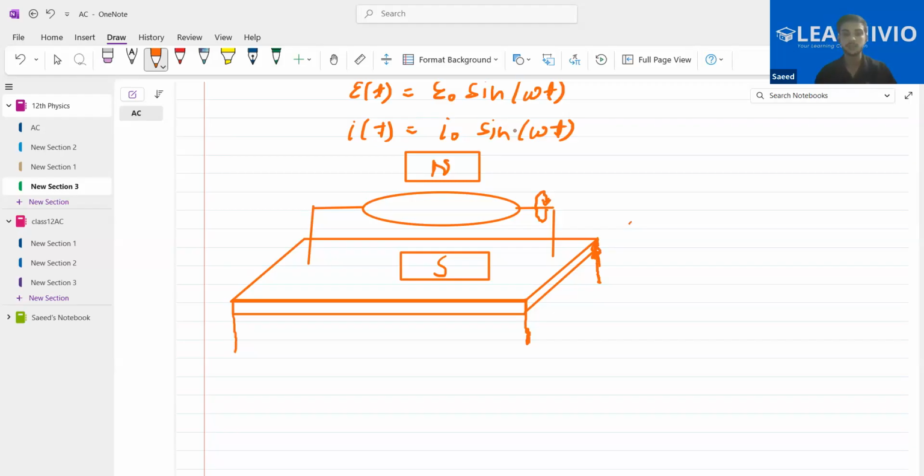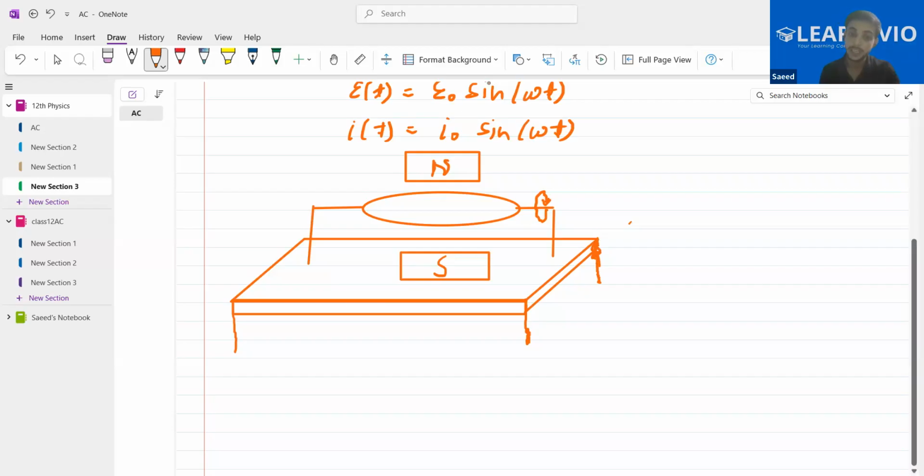Now, can you imagine that if this loop rotates, the flux passing through this loop is going to change? Yes, because there is a constant magnetic field directed from the north pole to the south pole, and it is passing through the loop. There is some area also, and we know that flux equals B dot A. So when we rotate the loop, the flux passing through the loop is going to change.